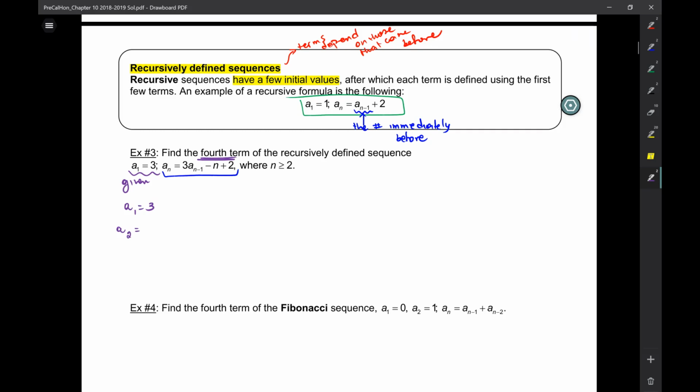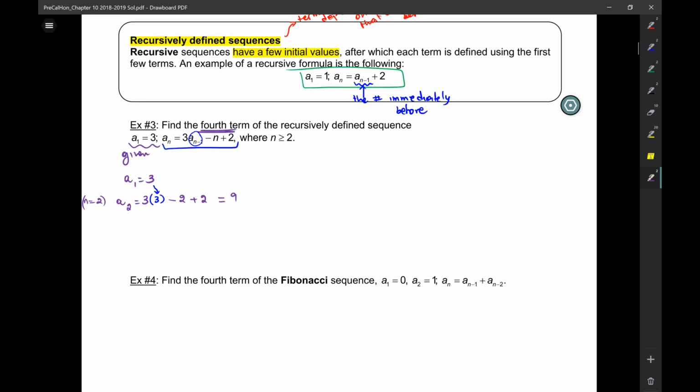Okay, what's n here? 2. All right, so here's what I'm going to do. 3 times a sub n minus 1, the term that came right before it, so 3. Okay? Minus n, we said, was 2, plus 2. So that's 9. Okay? No, because it's n plus 2 and n is going to change. But 2 is not.